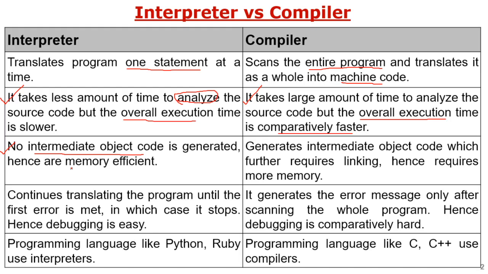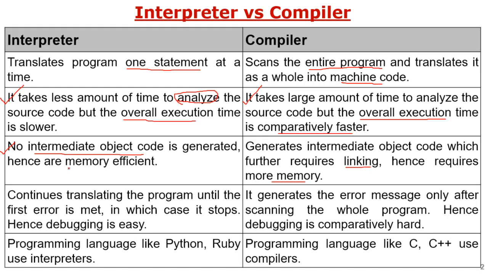Means 6 or 7 operations are there, in which the intermediate code generation phase is also there. So it generates the intermediate code in the intermediate code phase, and that requires some memory to store the whole code, which further requires linking, and hence requires more memory. And finally, when it is going to be executed, the interpreter doesn't require any kind of memory to store the intermediate code.